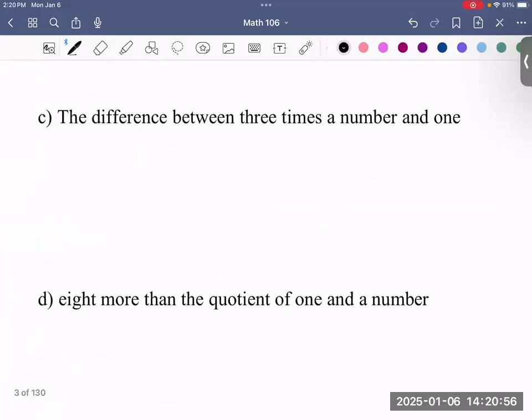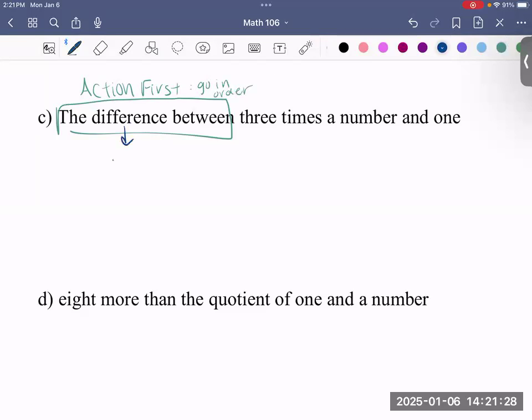So try it again. It says the difference between 3 times a number and 1. Now, when it says it like this, the difference between, the action is coming first, which means that we can go in order. So if the action comes first, then we can go in order. So the difference signifies subtraction. So we'll be subtracting in order.